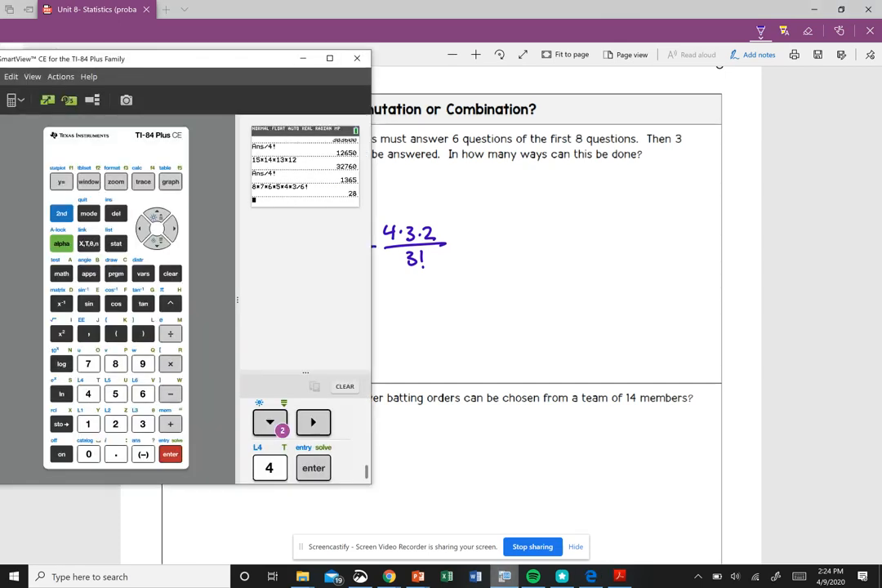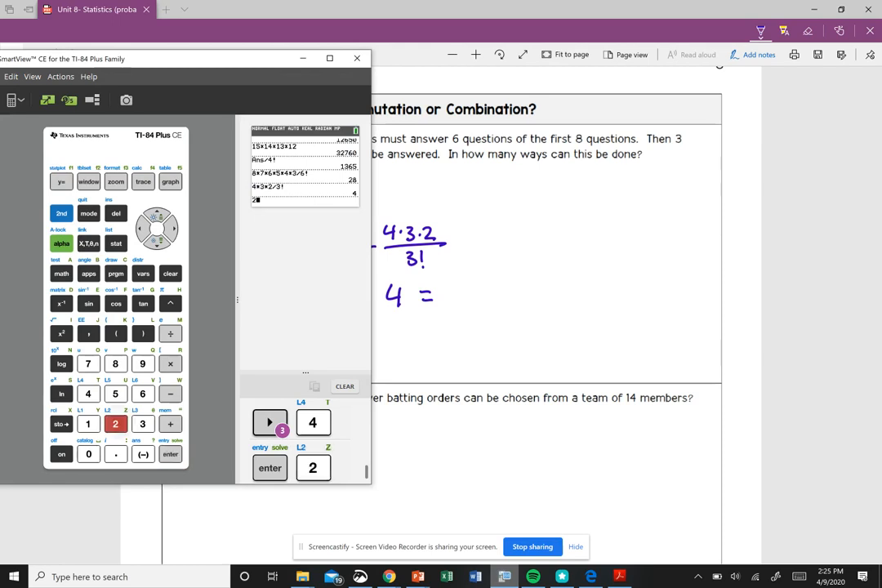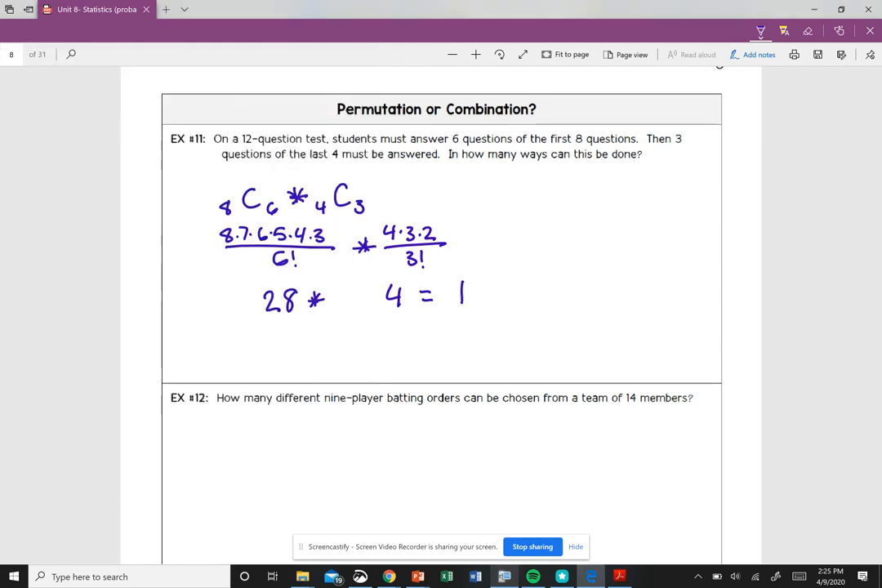And then the second, well, it's more than a half, but we would do 4 times 3 times 2 divided by 3 factorial. And we get 4. So we do 28 times 4 in our handy dandy little calculator. We get 112. So there are 112 ways to answer this test and fulfill the requirements of the number of questions answered. Interesting. I like that.